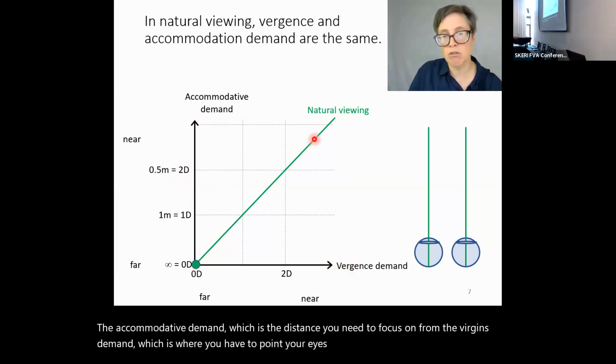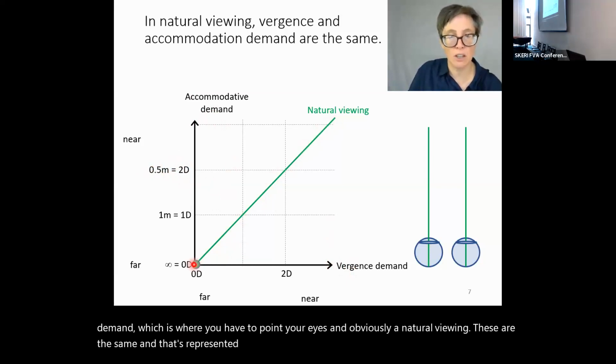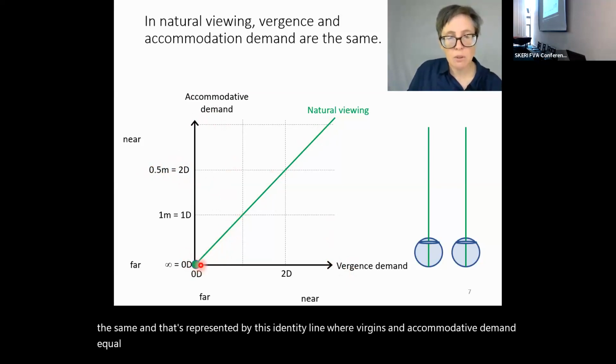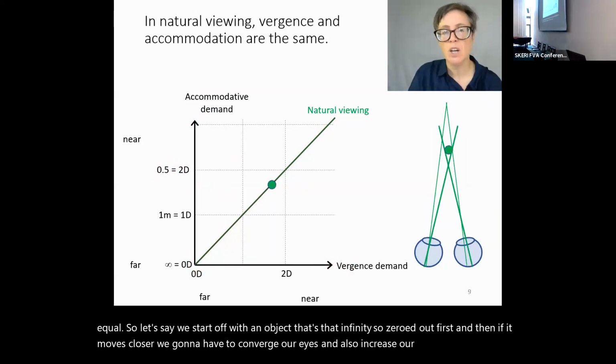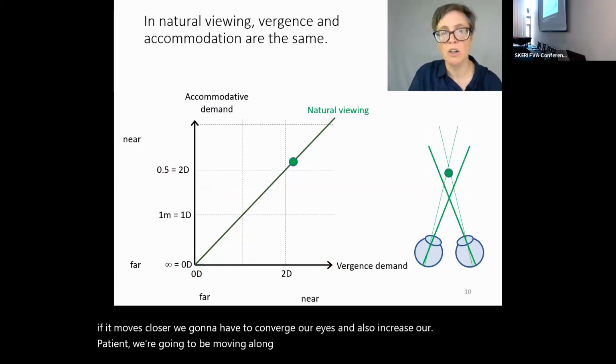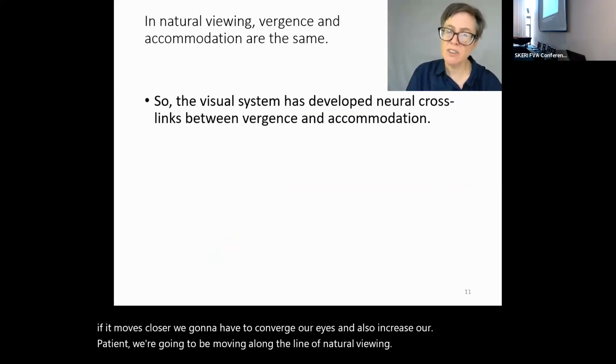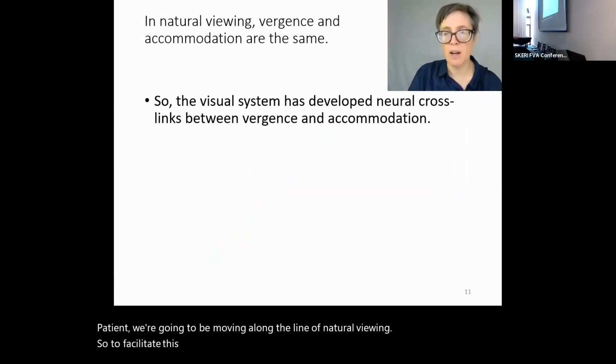And obviously in natural viewing, these are the same, and that's represented by this identity line where vergence and accommodative demand are equal. So let's say we start off with an object that's at infinity, so 0 diopters, and then if it moves closer, we're going to have to converge our eyes and also increase our accommodation. We're going to be moving along the line of natural viewing. So to facilitate this, the visual system has developed neural crosslinks between vergence and accommodation.